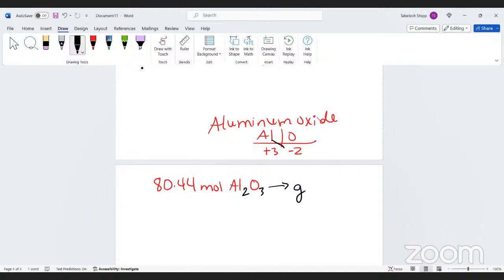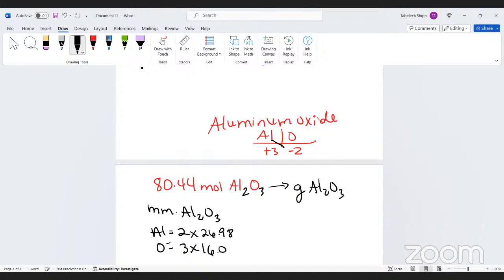So if we're converting 80.44 moles of aluminum oxide to grams of aluminum oxide, you all know what we need to do, right? We've got to calculate the molar mass of aluminum oxide. So first thing we're going to do is separate each of those elements out individually. You've got 2 aluminums times 26.98. I was going to round it off to 27, but we'll keep the numbers as is, okay? And then oxygen is 3 times 16.00.